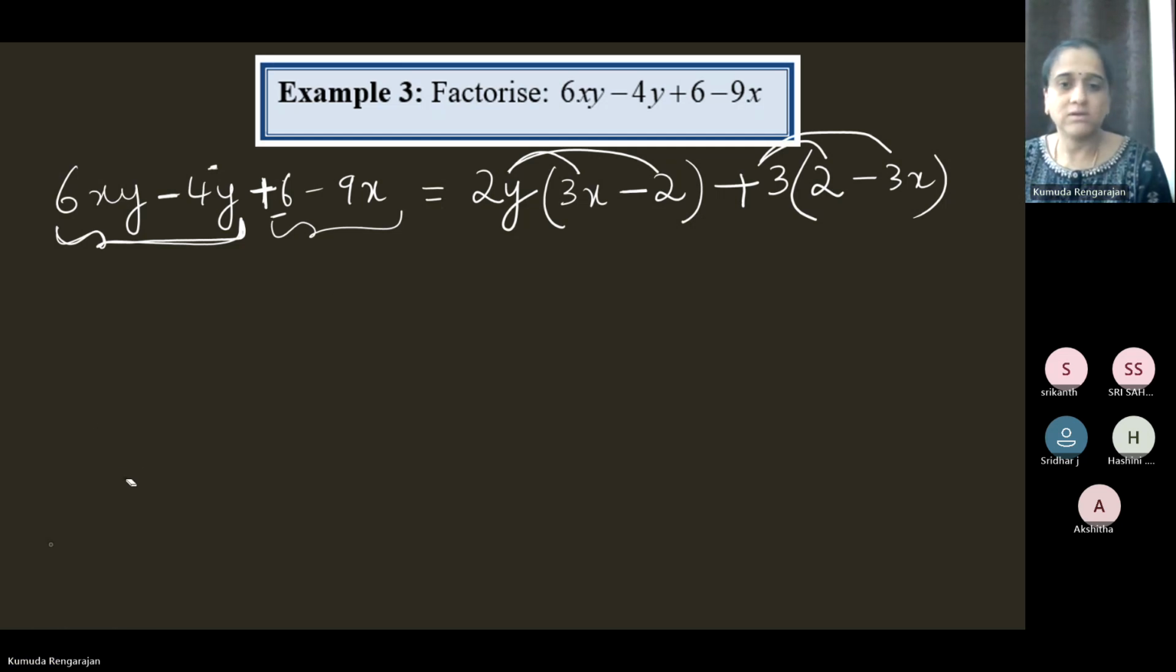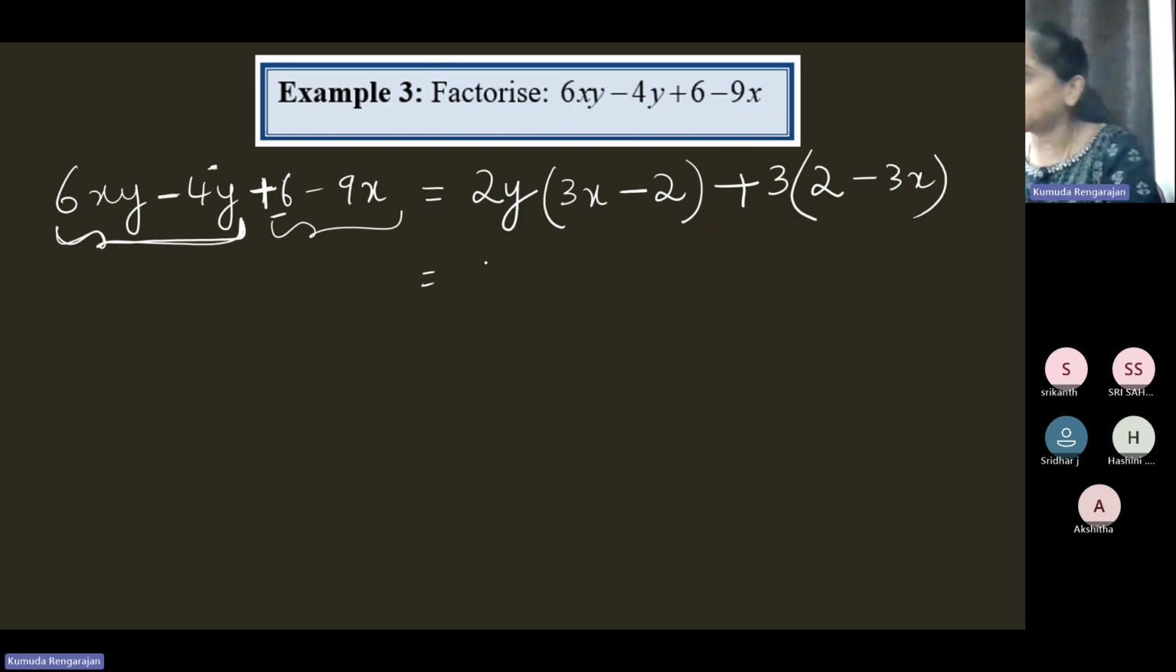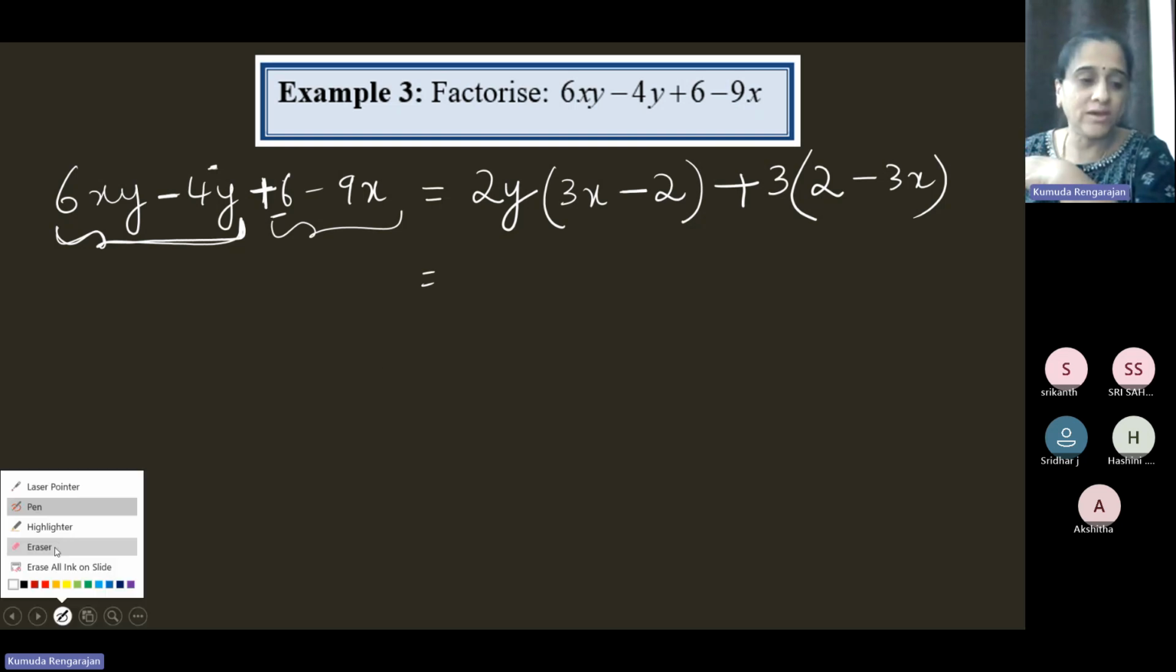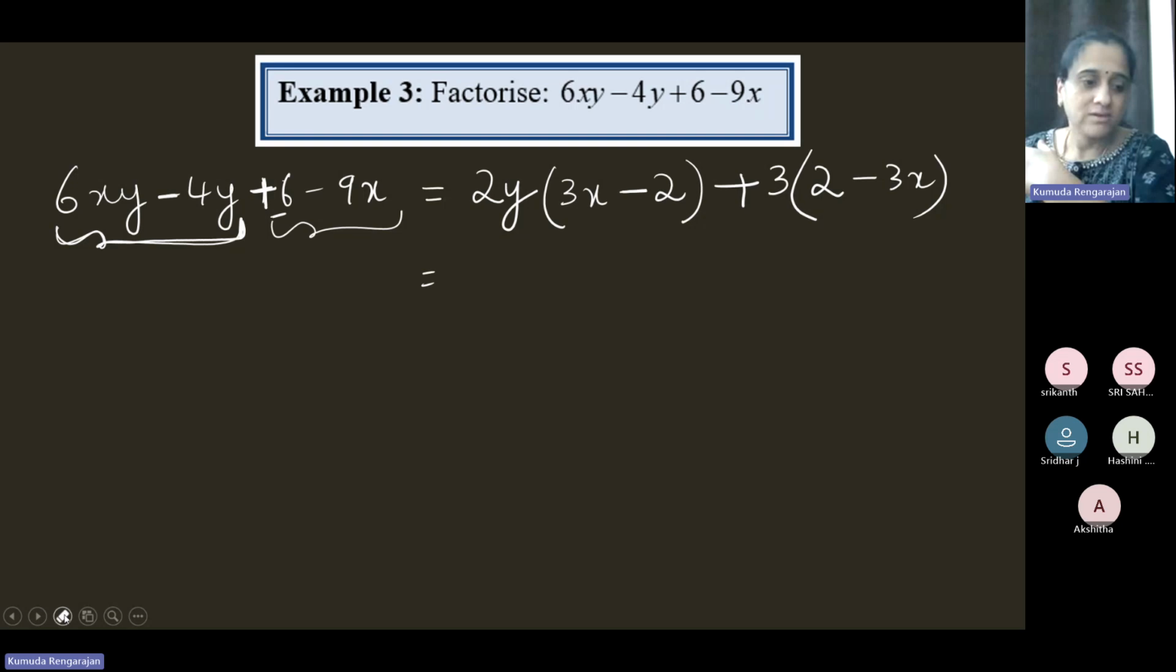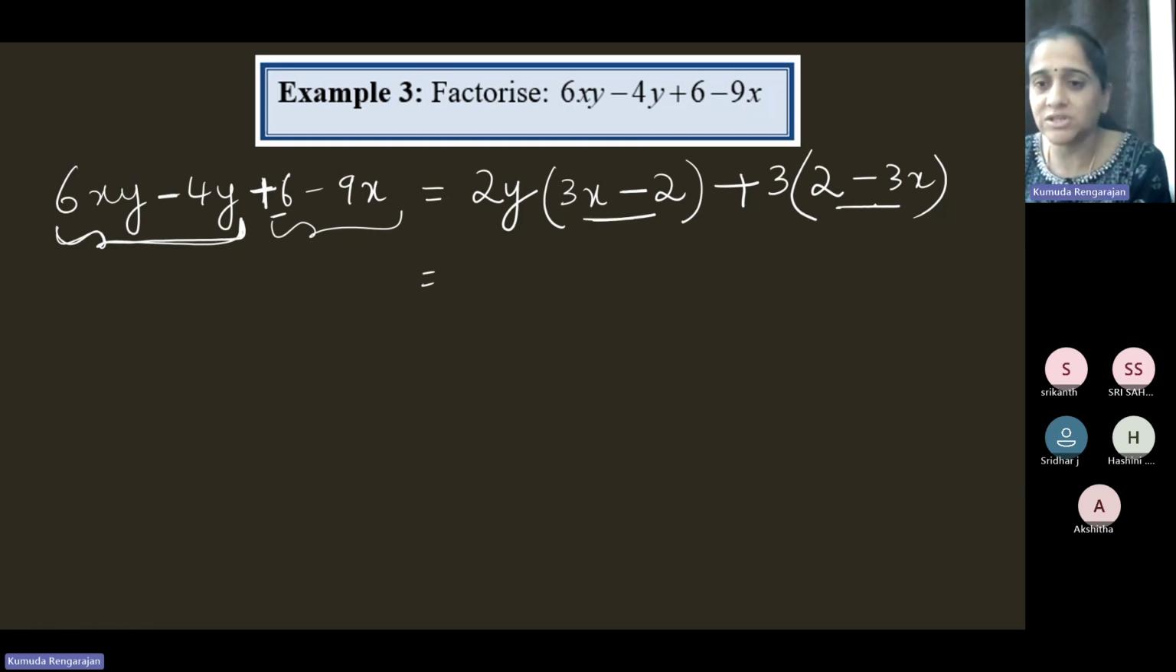Now, how do you check? What is that thing by which you can decide that the grouping has gone well and you can proceed? For that, you should see the expression in the bracket. You must have the same expression in these 2 brackets. This is the first step basically. If you see the same expression in these 2 brackets, that means your grouping is correct.